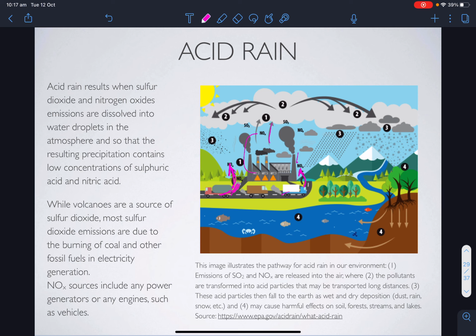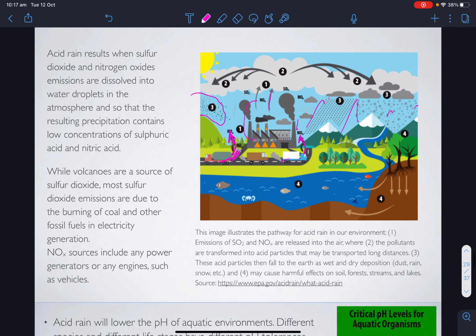Mixing with water in clouds, so the small droplets. So what does it say? The pollutants are transformed into acid particles, so you get a reaction between the water and these gases. They're acidic oxides, so we're producing acidic water, lowering the pH. And with different pressure changes and different densities, we're getting different precipitations. Over here, I don't know what that is, but that looks like rain, and then we're getting snow, all of them acidic, and then it may cause harmful effects in soils, streams, and lakes. More on that in the next slide.